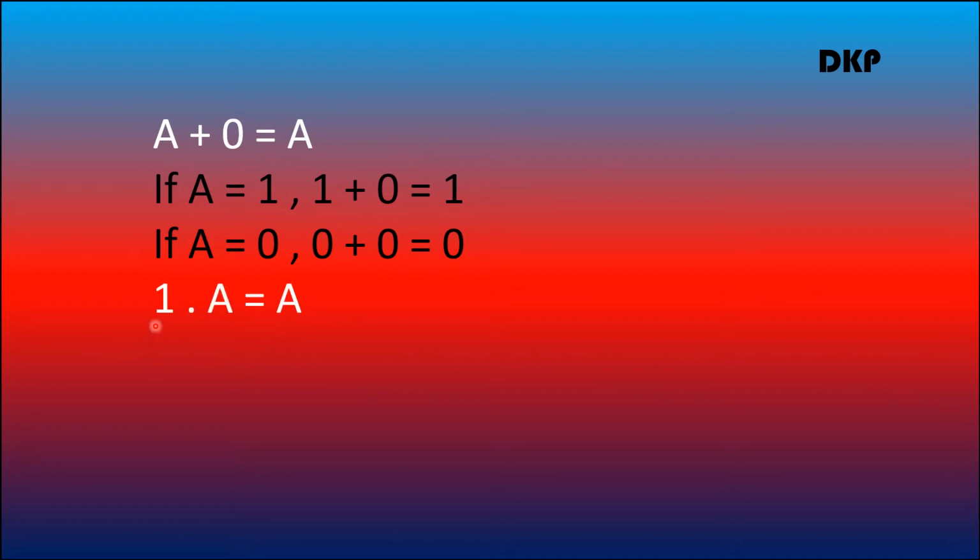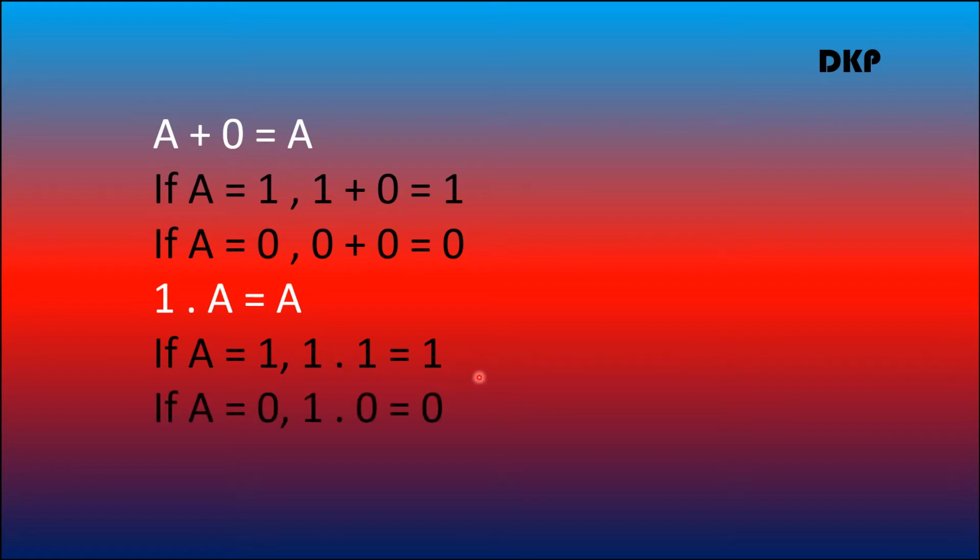The next law is 1 into a is equal to a. Here also, if you substitute the value 1 for a, you will get 1 into 1 which is equal to 1. Similarly, if you substitute the value 0 for a, you will get 1 into 0 is equal to 0. So whatever values you substitute for a, either 1 or 0, you will get the same value as the output. And the next law is a into 0 is equal to 0. Anything multiplied with 0 is equal to 0.